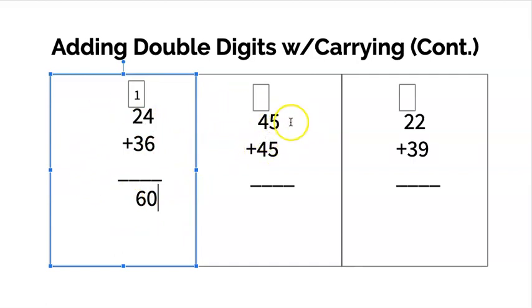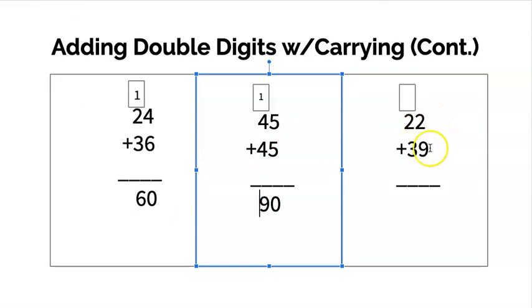All right, 45 and 45. So start with our ones. We have 5 and 5, again, gives us 10. Carry our 1 in our tens column. All right, we have to say 4 plus 1 is 5. And then 5 plus 4 more gives us 9. So your final answer would be 90.